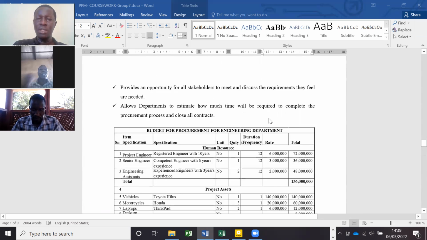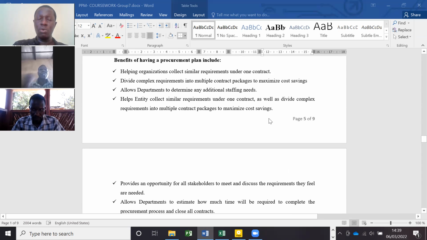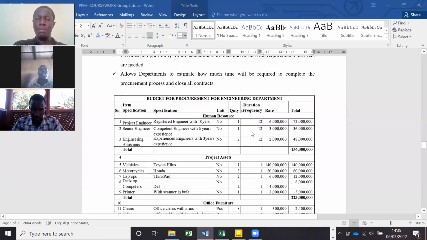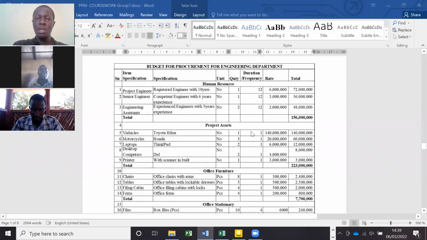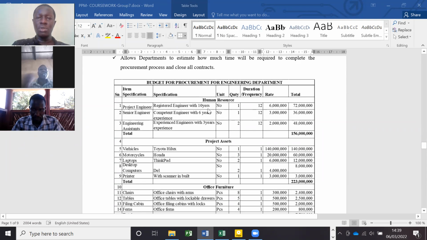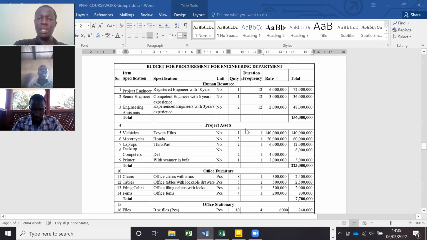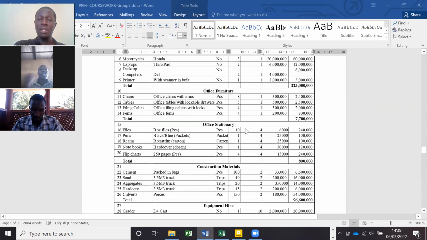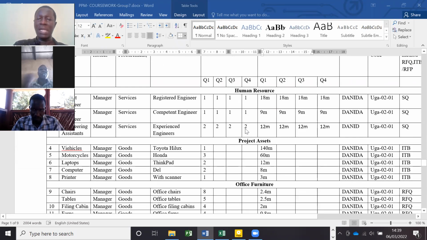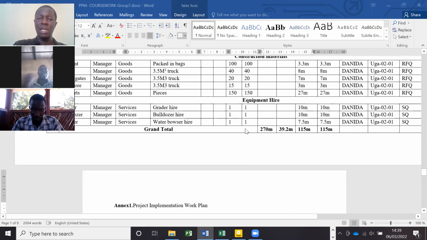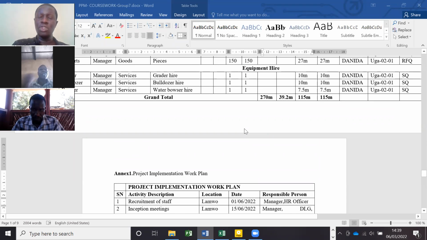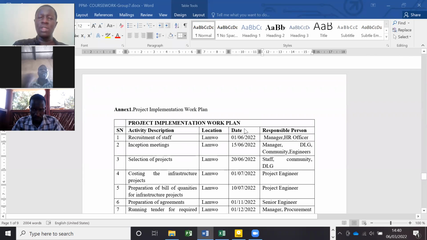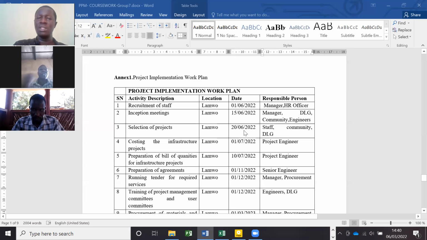Just to add on what you have said, we noticed that for you to come up with a good procurement plan, you must first come up with a budget. So we developed a budget to guide our procurement plan. So from the budget, we develop the procurement plan. And then at the end of it all, because we want to implement the activities, we must make sure that the procurement plan and the budget are accompanied with the work plan. So here attached is the work plan, which will guide our implementation.